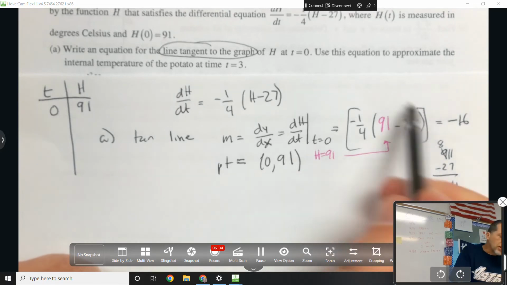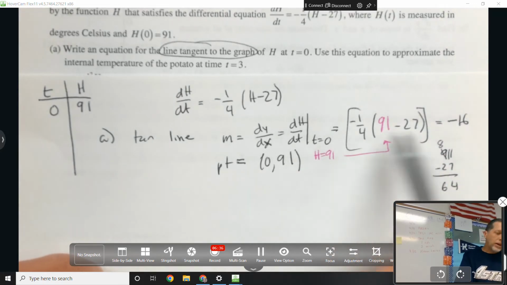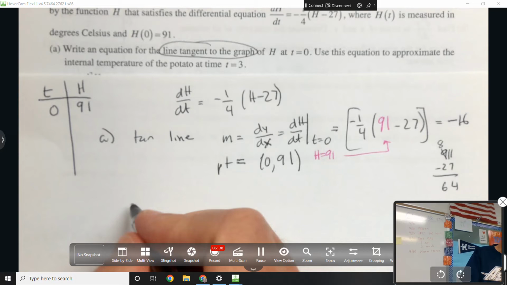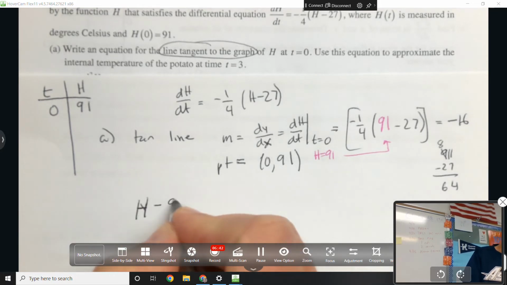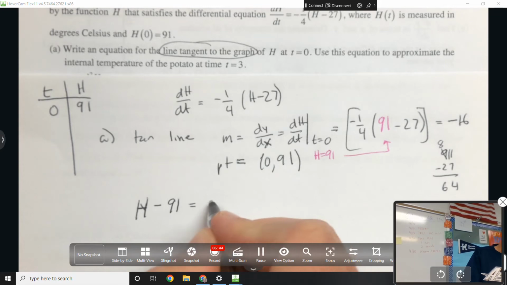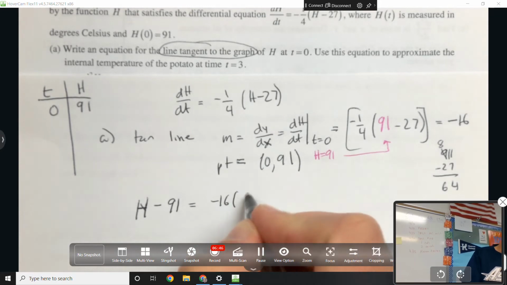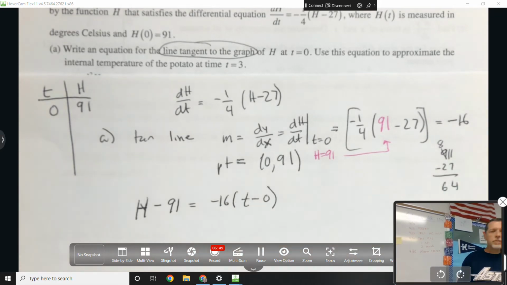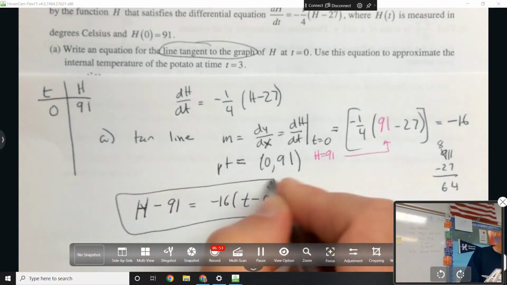Again, you could have left all of this as is, and maybe that would be wiser, but I know I'm going to use it in a minute. So y, or I guess h, minus 91 equals negative 16 times t minus 0. That's my tangent line.